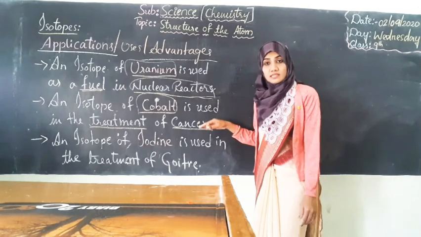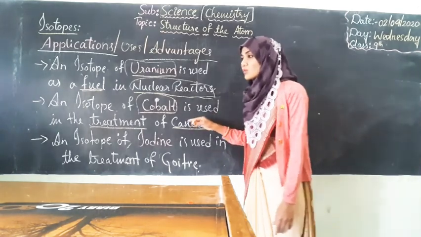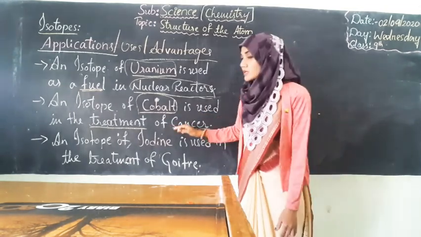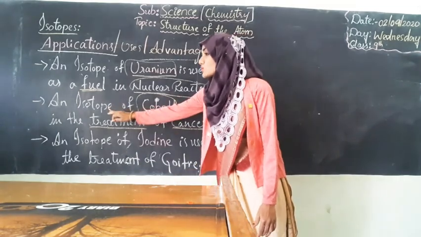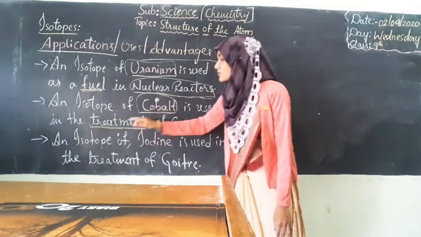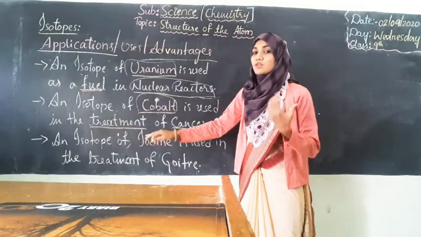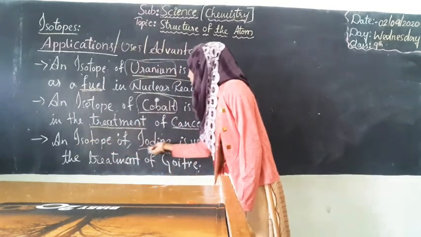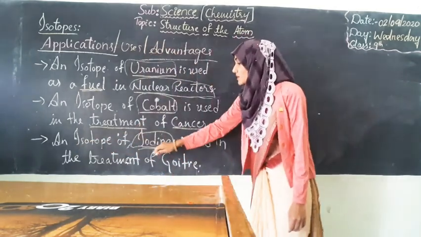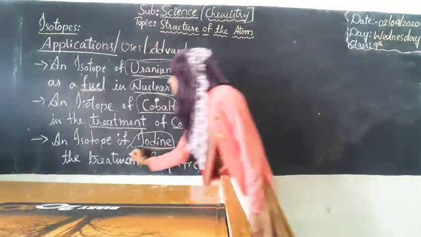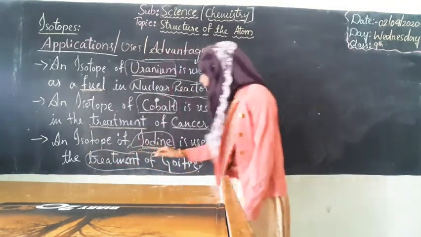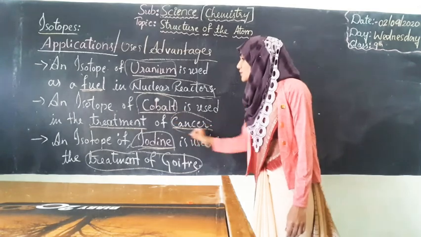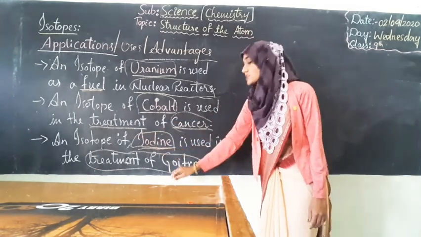Cancer is a deadly disease which is caused due to the unusual growth of unhealthy cells. You have heard about this disease. So one of the isotopes of cobalt is used in the treatment, in the curing of cancer. And one more, an isotope of iodine. Iodine is an element whose isotopes are used in the treatment of goiter.